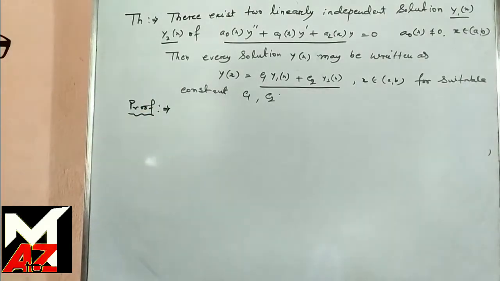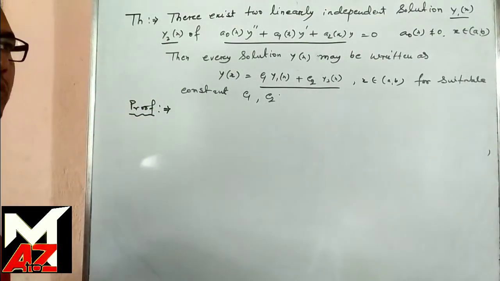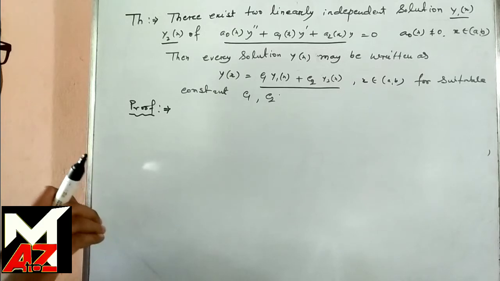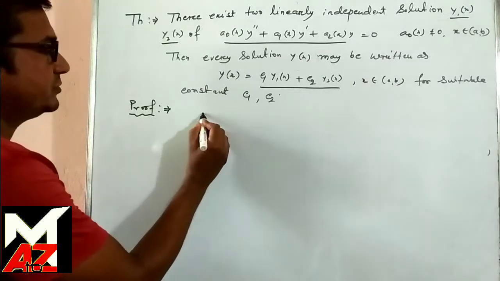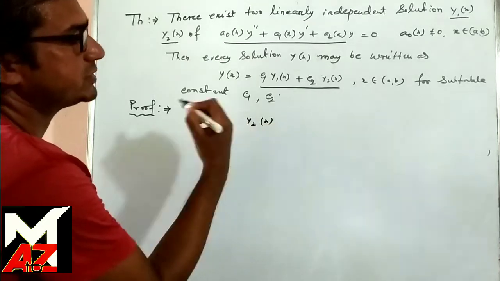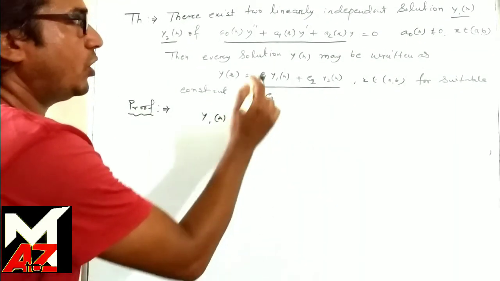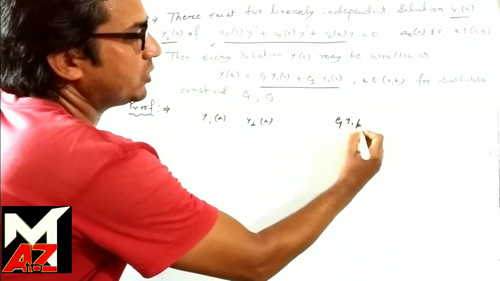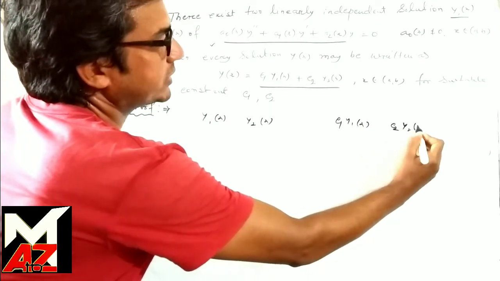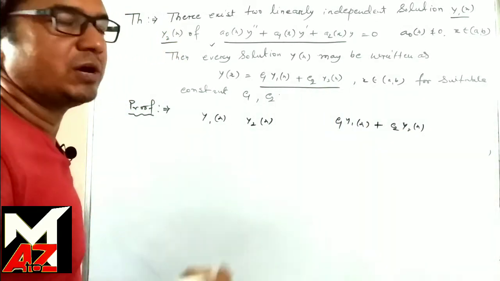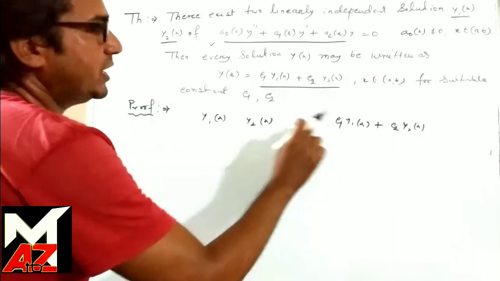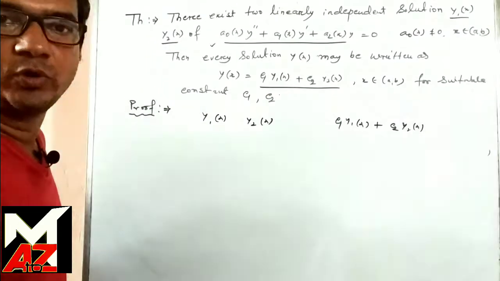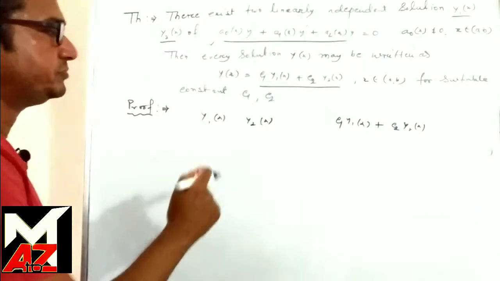Before going to prove this theorem, we first prove an important theorem which states that if y1(x), y2(x) are any two solutions of this differential equation, then the linear combination c1 y1(x) + c2 y2(x) of y1(x) and y2(x) is also a solution of this equation. Okay, very easy proof.